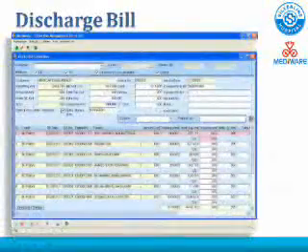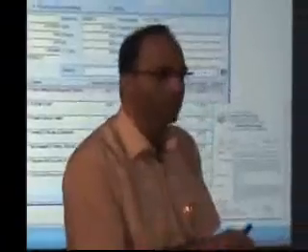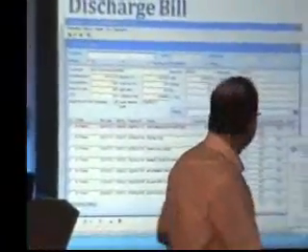And the discharge bill also gets generated by a push of a few buttons, because everything comes and collates at one point and then we open the bill up.